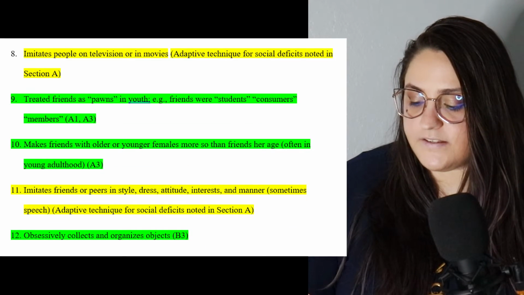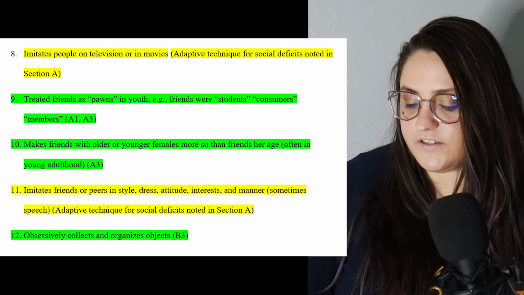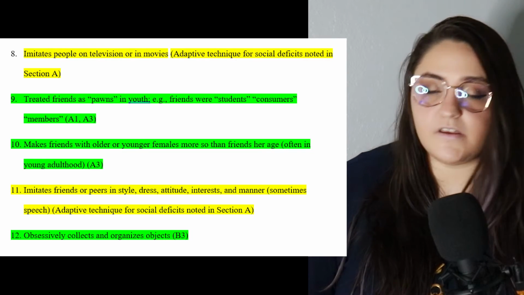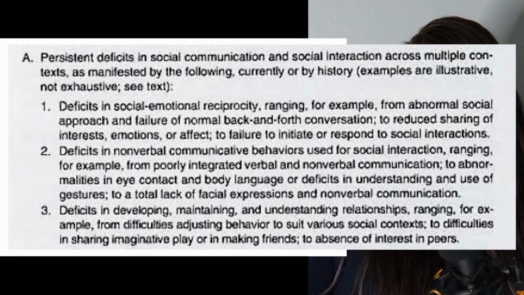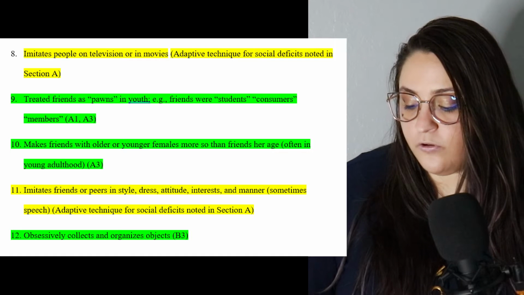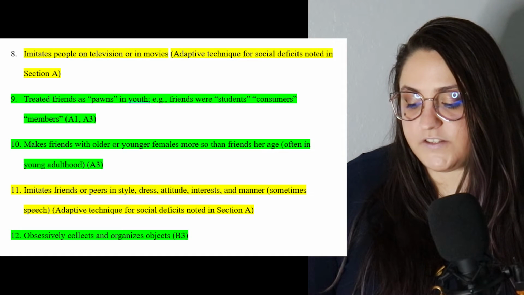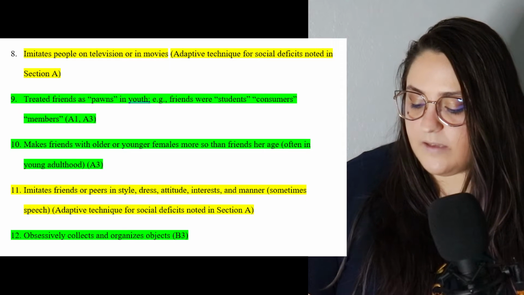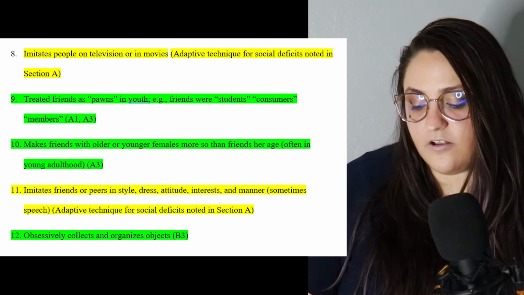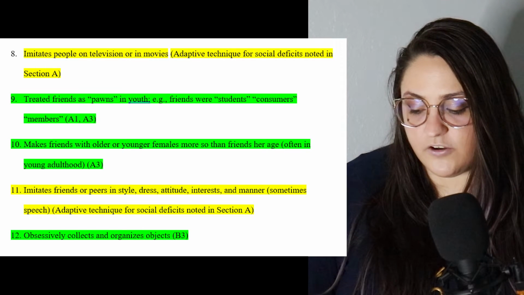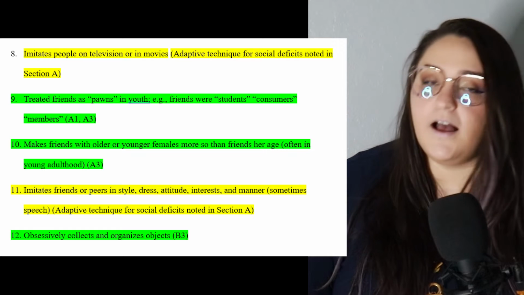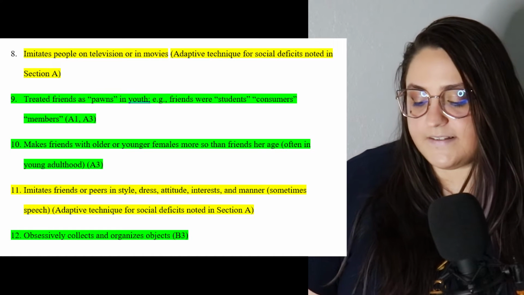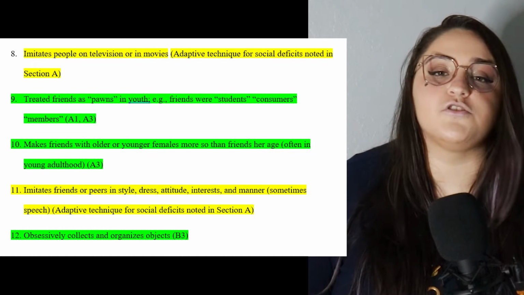Treated friends as pawns in youth, e.g. friends were students, consumers, members. I put this under A1 and A3 of the criteria. Makes friends with older or younger females more so than friends her age, often in young adulthood. I put this under A3. Imitates friends or peers in style, dress, attitude, interest, and manner, sometimes speech. I put this one as yellow because I feel like it's an adaptive technique for the social deficits that are mentioned in section A.